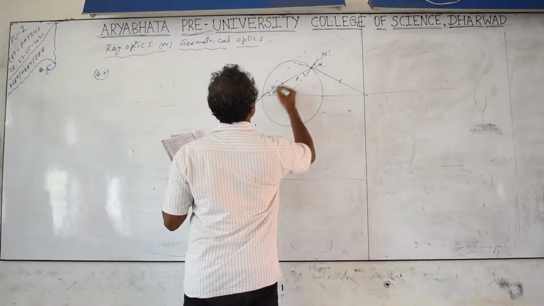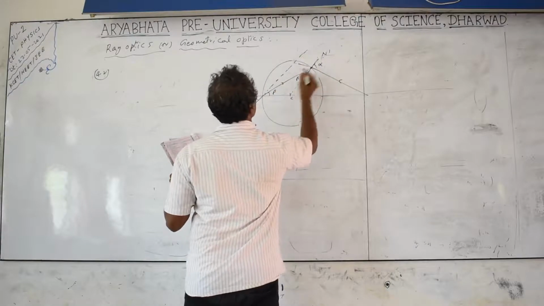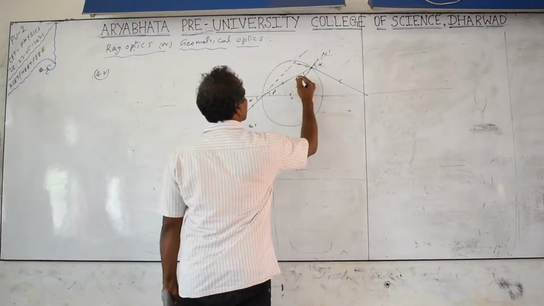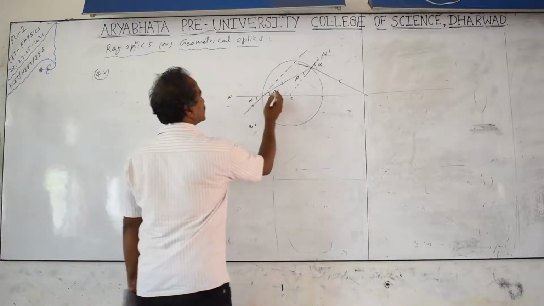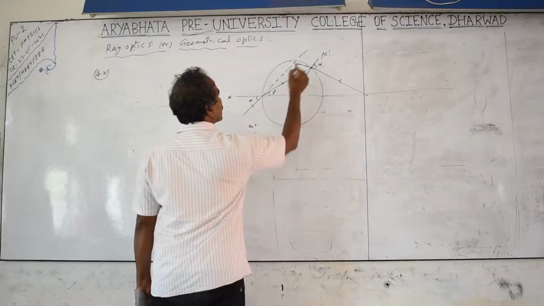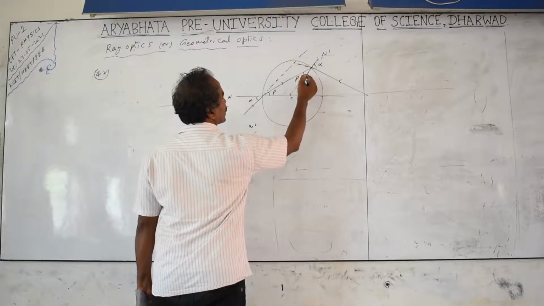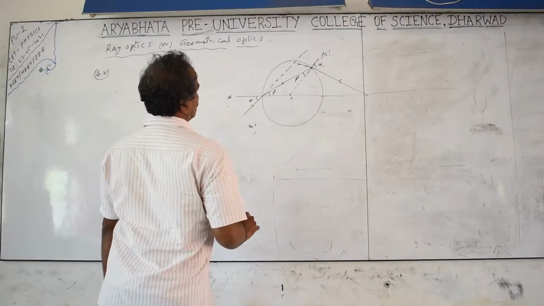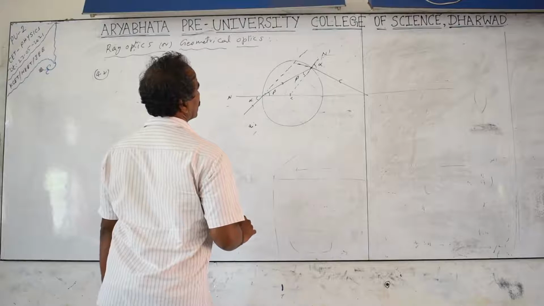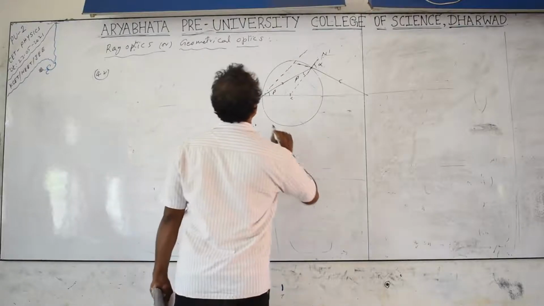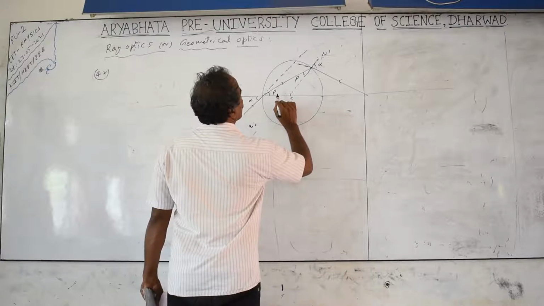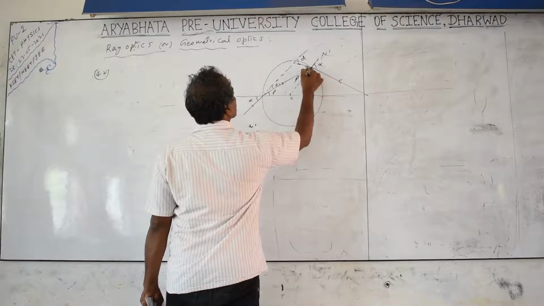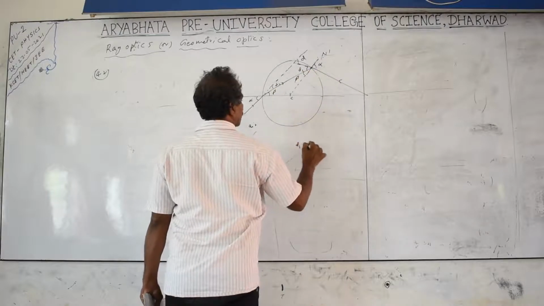Extend backwards, this is supposed to be deviation d1, and this is deviation d2. In a symmetrical diagram, since it is a sphere, the angle of incidence and refraction are the same values, so the total deviation is the sum of the two deviations. The diagram is not perfectly drawn here; with a little more angle I would have got it properly. This is the total deviation d. This is d1, which is equal to d2.